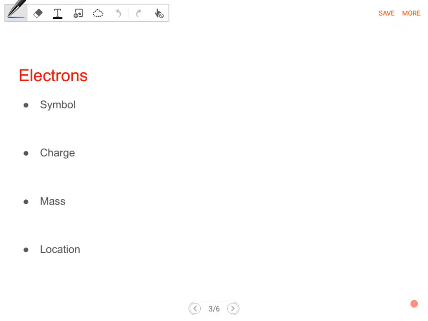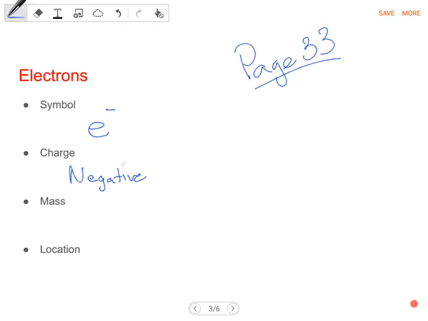This we can go through fairly briefly. This information is found on page 33 of your textbook. I'll just do this very briefly. The electrons, I hope that you know the symbol. What they always use is a lowercase e with a little minus sign, just to help you remember that it's negative, and of course the charge is negative. The mass is very, very small: 9.1 times 10 to the minus 28 grams. That's extremely small. And as you know, the location is going to be, let's just say, surrounding the nucleus.